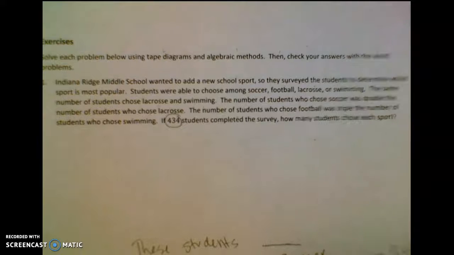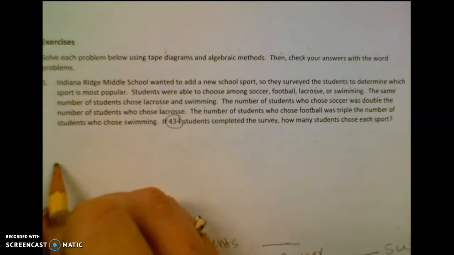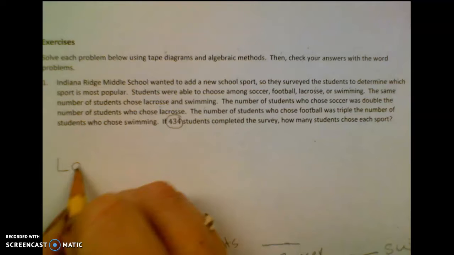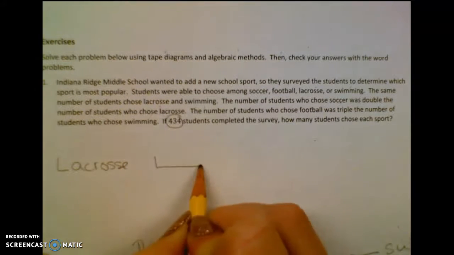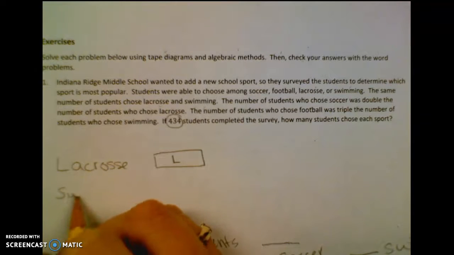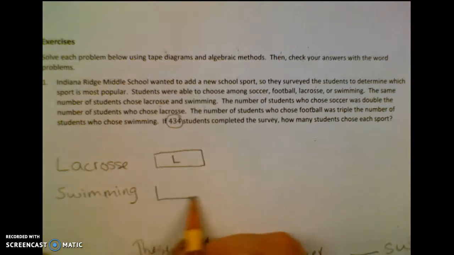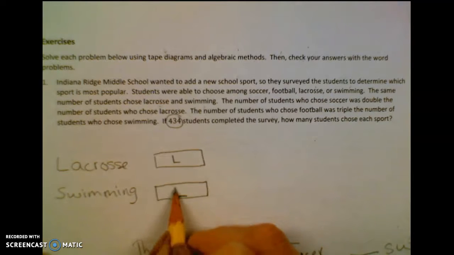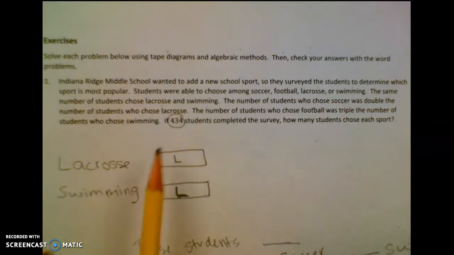All right, so let's look at this then. Let's just start with lacrosse. If this is lacrosse, we'll just call that L. Then swimming is going to be the same as lacrosse. Remember, the fewer variables that we deal with, the better. So we know those are the same, so we took care of that one.